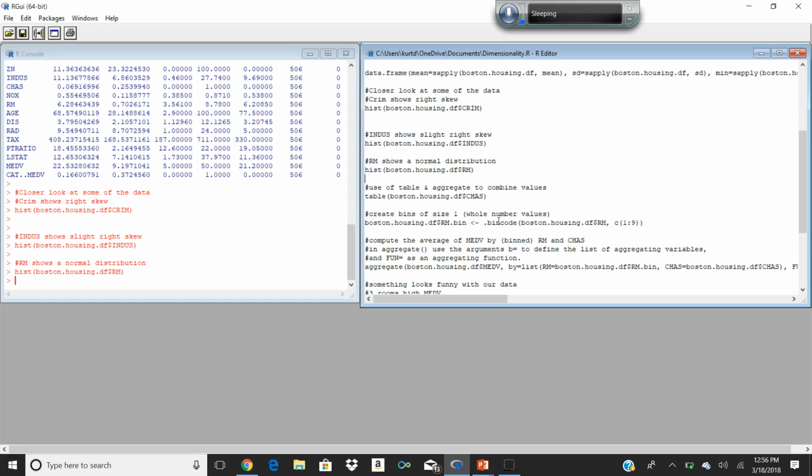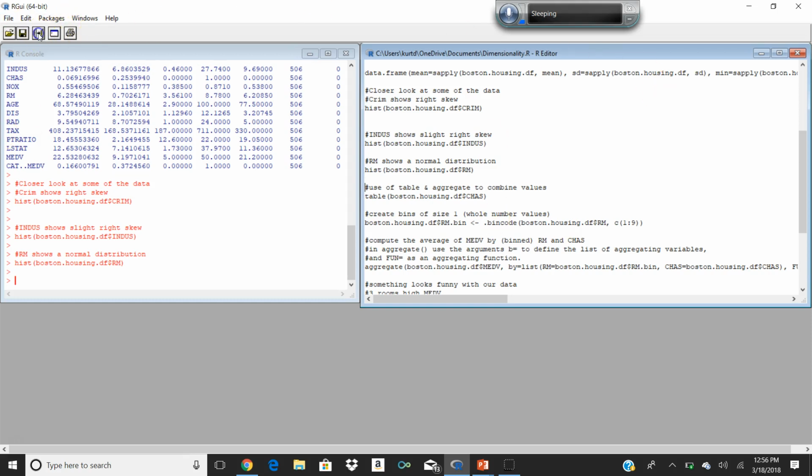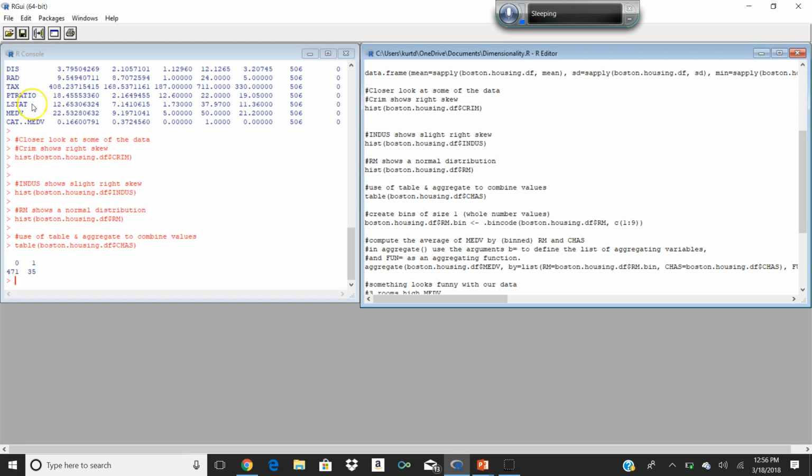Before we get there, let's go ahead and repeat what we did last time, which was to run a table on the proximity of the distribution to the Charles River. It gives us, of the ones that are set to 0, meaning you're not close to the river, 471. There's 35 that are set to 1, which means 35 of them were close to the river. That's pretty convenient and a pretty good way of counting that.